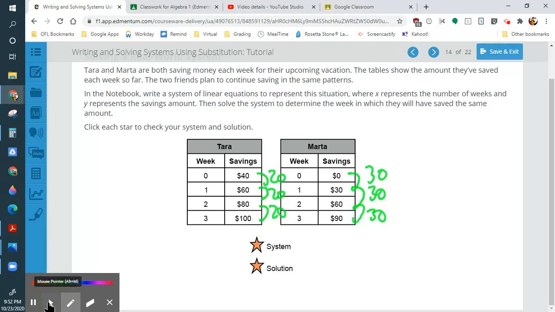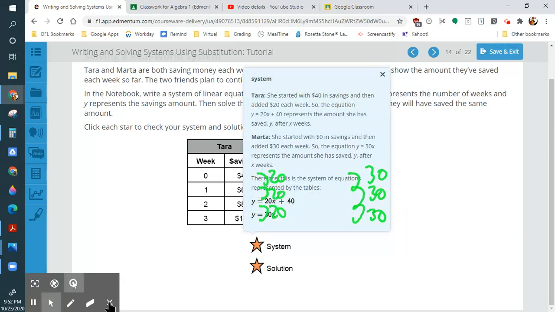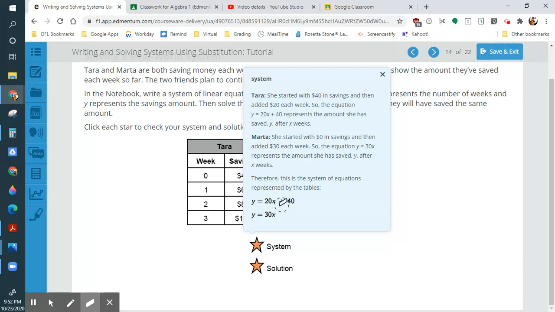So let's see how Edmentum decided to solve this for us. Let me clear the board. The system they have is this. Martha doesn't start off with anything, but she gets $30. So that's where our slope comes into play, our rise over run. That 30. But Tara started off with $40 at the very beginning. So our intercept was that.